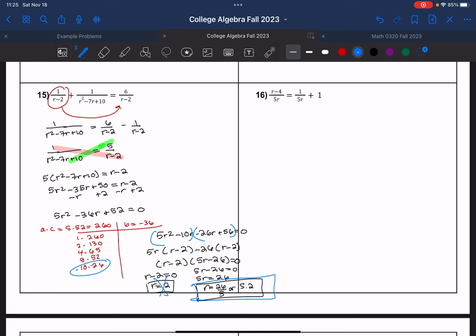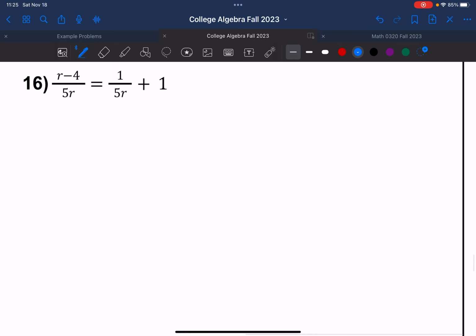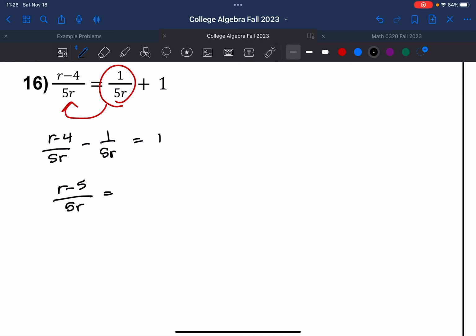Let's look at 16. Again, we need a fraction equal to a fraction. So I am going to go ahead and move this one over by subtracting. So I have r minus 4 over 5r minus 1 over 5r, because remember, I moved that 1 with the common denominator over to the left side, is equal to 1. Combining the numerators, we have r minus 4 minus 1. So that's r minus 5 over 5r is equal to 1 over 1.